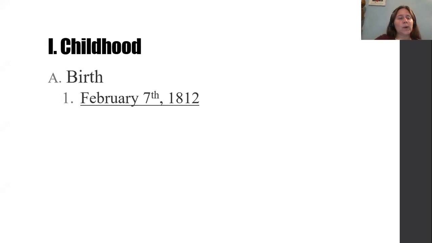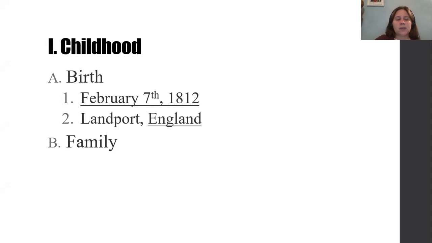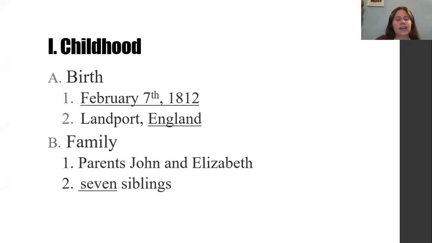So with Charles Dickens' childhood, he was born February 7th of 1812. So remember War of 1812 with the United States. Dickens was born that year in February in Landport, England. So again, we're still reading British authors. His parents were John and Elizabeth, and he had 7 siblings. So he was one of 8. So if you think I have a big family, he has me beat.